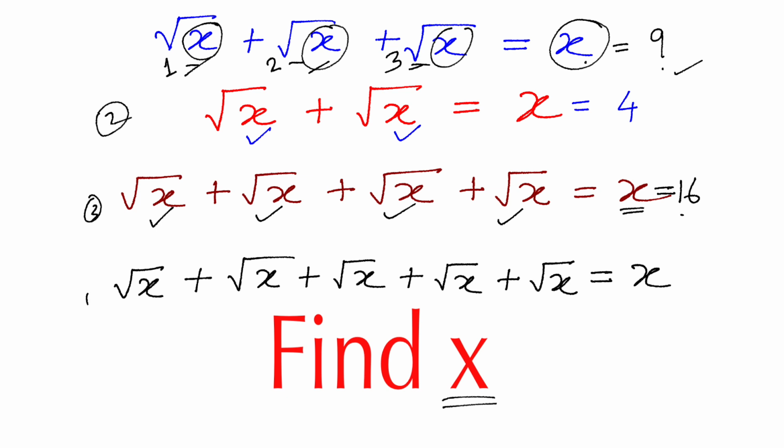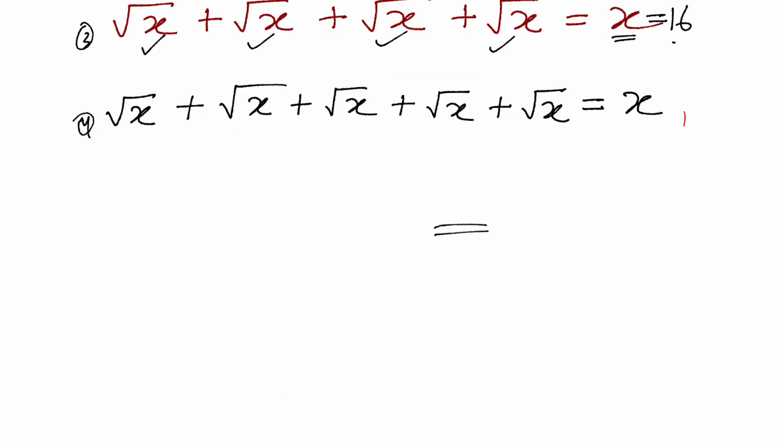And the last question that I have taken, how many terms are there? Let's count the terms. So 1, 2, 3, 4, 5. 5 terms, 5 5s are 25. So value of x is 25. Now how does it happen? To understand that, let's do the fourth question.